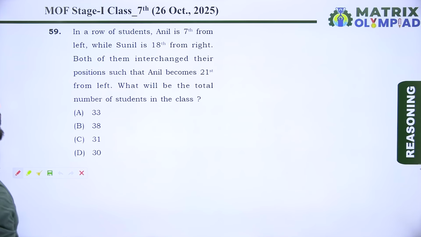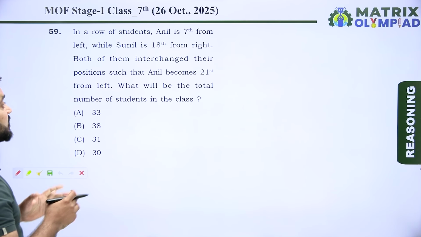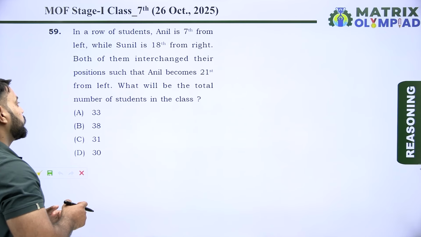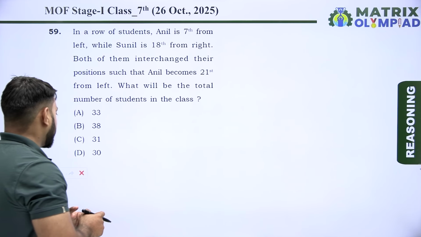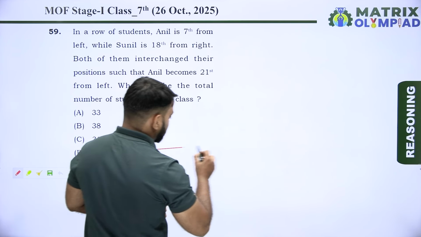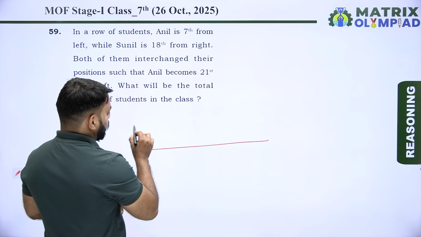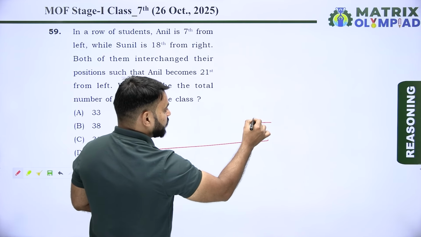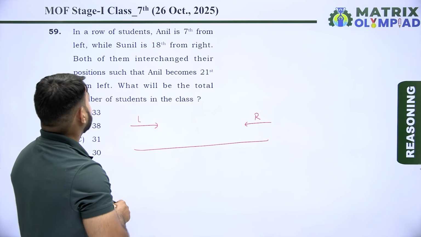In a row of students, Anil is 7th from left while Sunil is 18th from right. Both of them interchange their positions such that Anil becomes 21st from left. What will be the total number of students in the class? In a class and in a row, this is the left end of the row and this is the right end of the row. Now Anil is 7th from left.